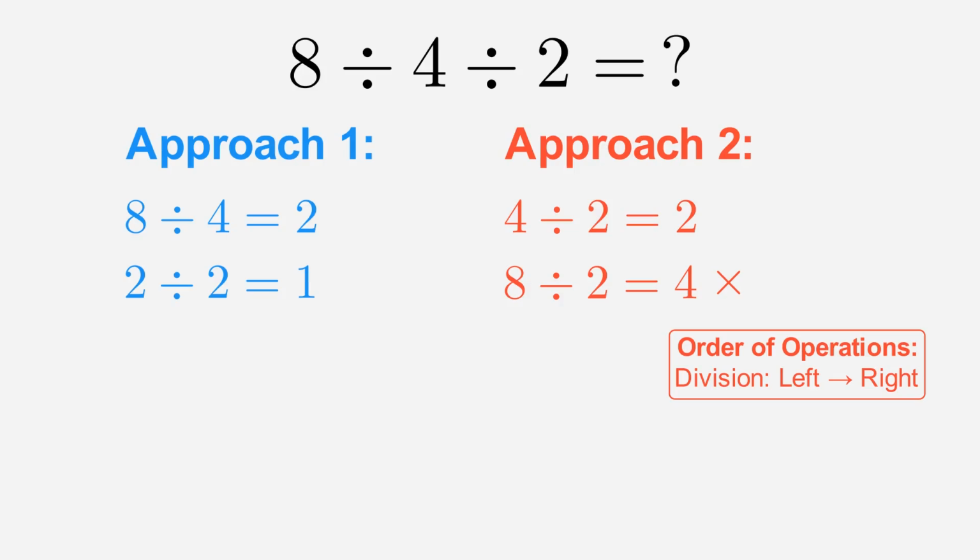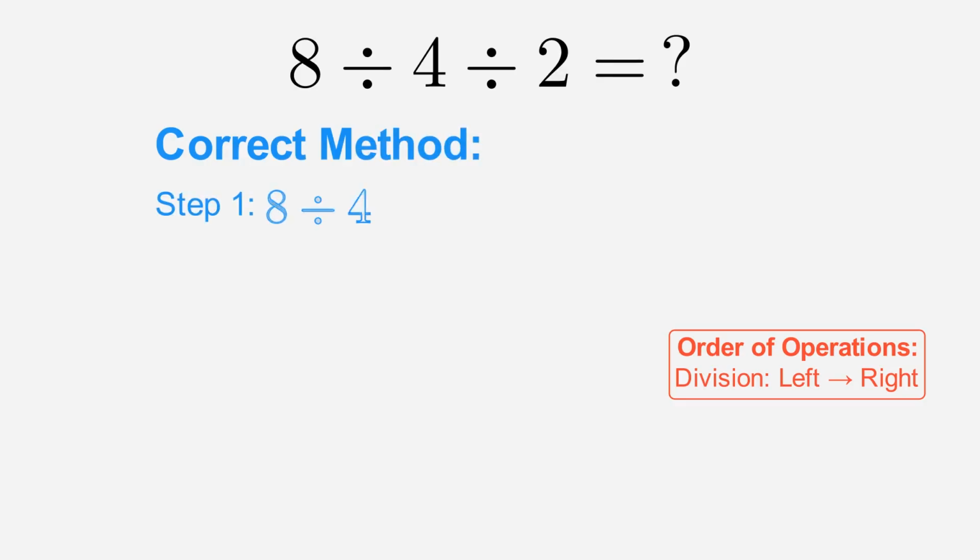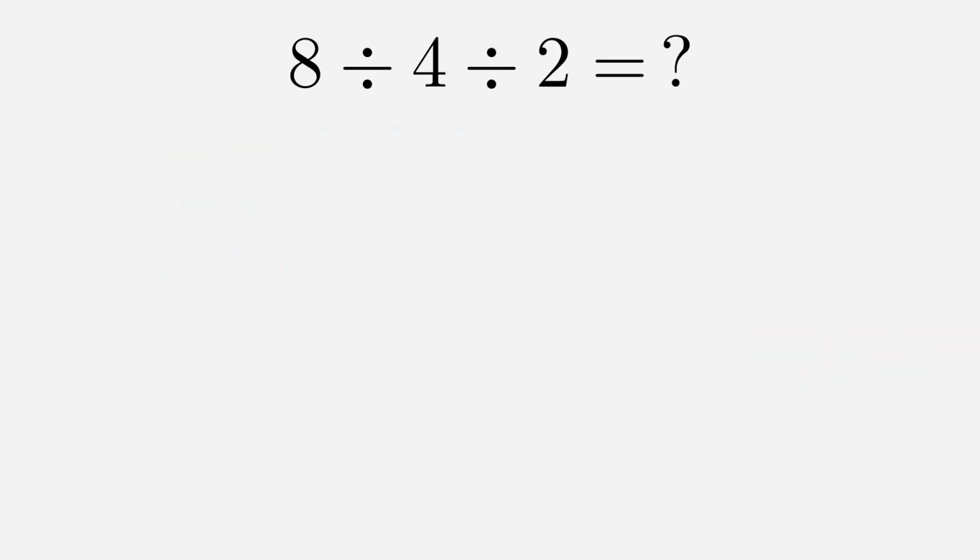When you have division after division, you go left to right. No exceptions. 8 divided by 4 first gives you 2. Then 2 divided by 2 gives you 1. The answer is 1. People mess this up because they think they can do divisions in any order, like with multiplication. But division doesn't work that way. Left to right always. This tiny rule trips up millions of people.